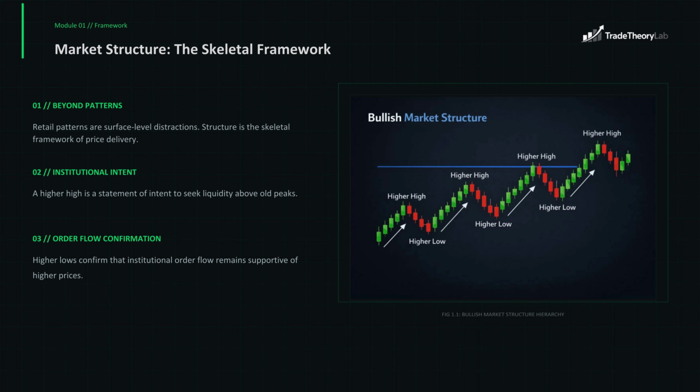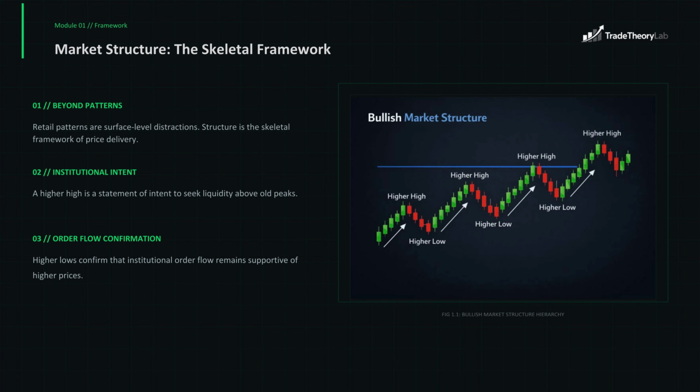Retail traders are taught to look for patterns, head and shoulders, triangles, flags. These are distractions. They are labels applied to the surface of a much deeper reality. Market structure is the skeletal framework of price delivery. It is the sequence of higher highs and higher lows in a bullish environment, and lower highs and lower lows in a bearish one. But we must look deeper than the surface.